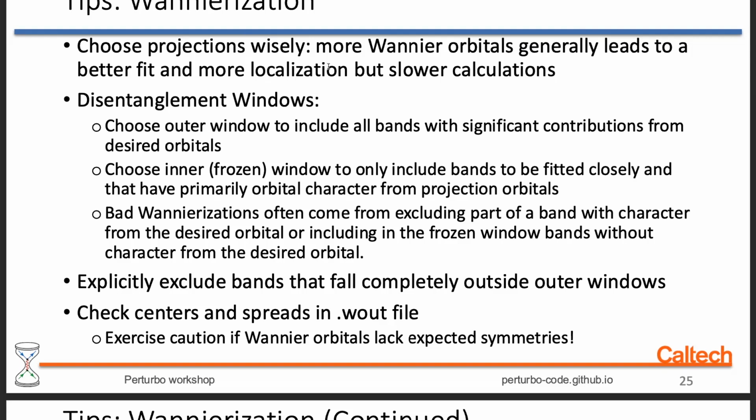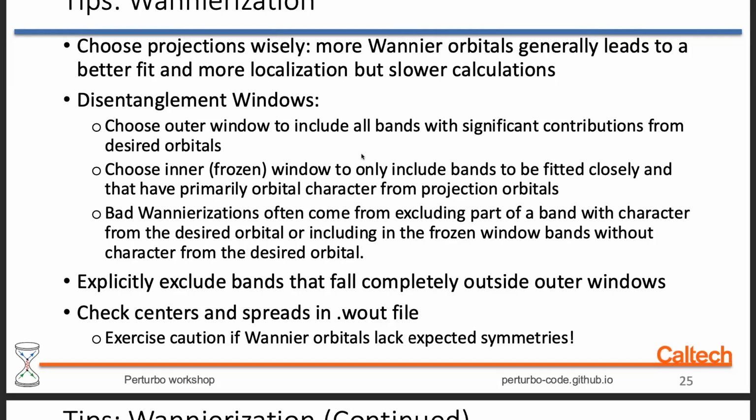Including more Wannier orbitals will generally lead to a better fit of the bands and also will localize the orbitals better. But the downside is the calculations, for example, the interpolation of electron-phonon matrix elements, will scale with the number of Wannier functions squared. So you don't want to use too many more Wannier orbitals than you need if it's a computationally demanding calculation. And then it's important to set the disentanglement windows well.